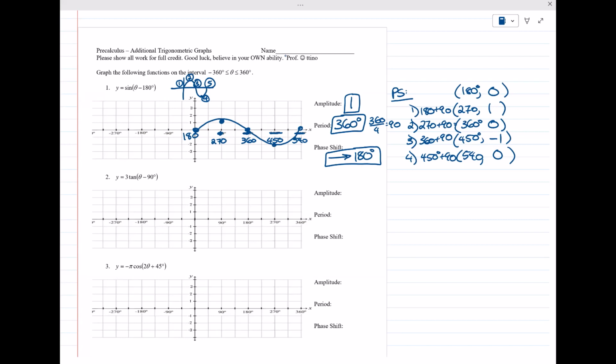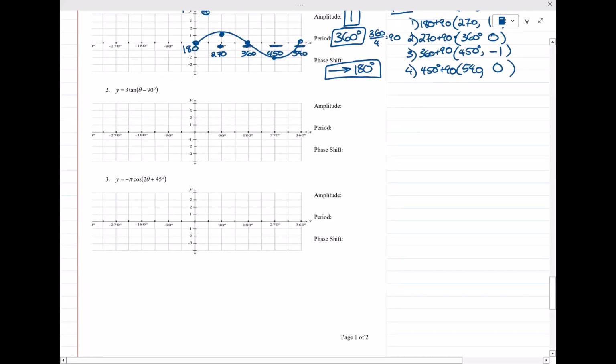All right, so that's that graph. Let's do one with radians.